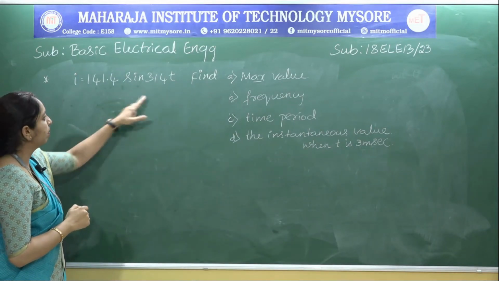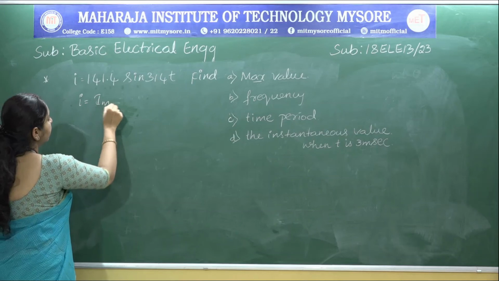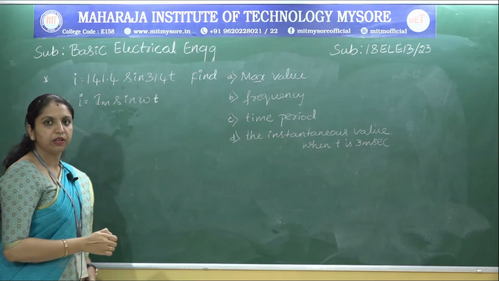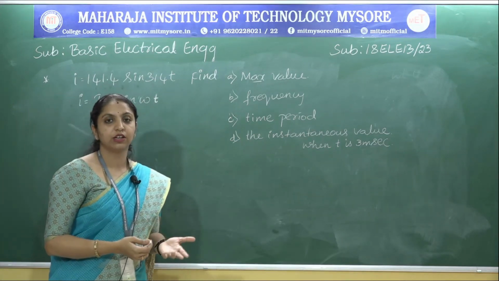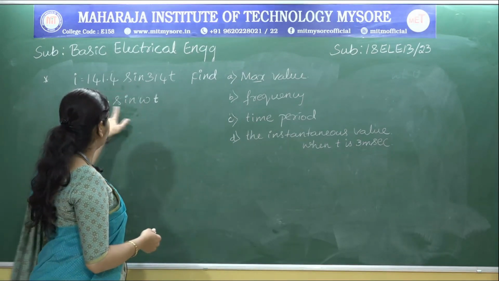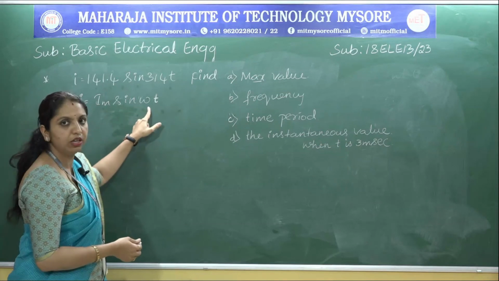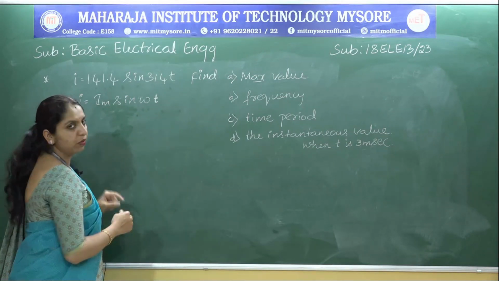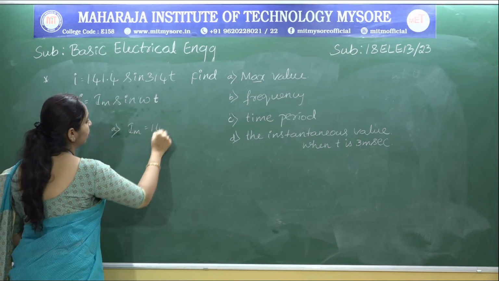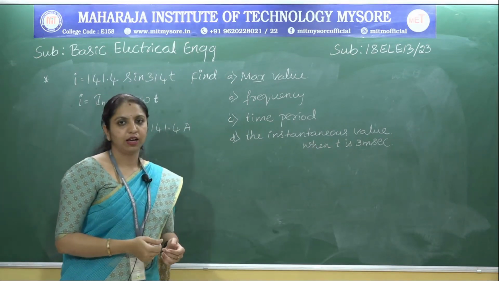Now you can compare this given expression to the standard one, which is I is equal to Im sine omega t. When we derived the expression, we expressed it in terms of instantaneous voltage, which is E is equal to Em sine omega t, but here we can compare the given expression to the standard one. Now, which is the maximum value here? The maximum value you can straight away consider Im, which is 141.4 amperes. Remember, the unit of current is amperes.